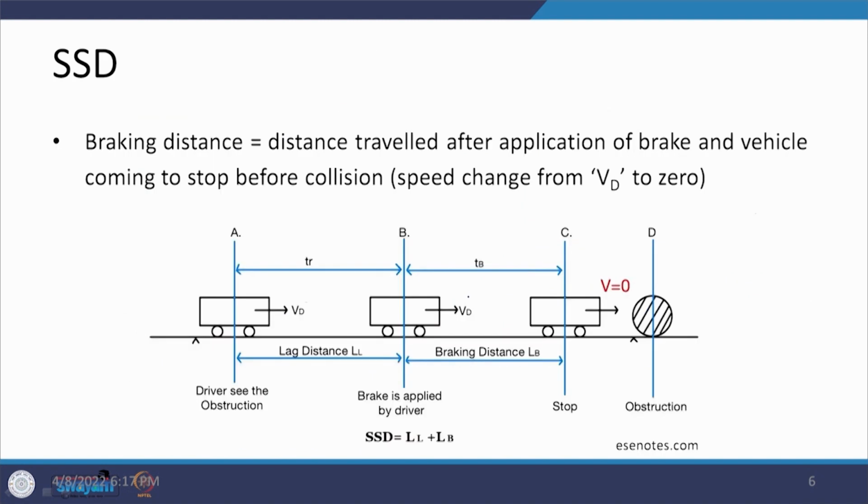When you talk about the braking distance, as I said, the vehicle is moving with a speed of v continuously for a distance which is the lag distance during the time t, which is the PRT. After that, under the extreme condition, this vehicle has to stop just before the obstruction, and therefore the final speed V becomes equal to 0. So, this braking distance is the distance travelled after the application of brakes and before the collision takes place. The change in speed is from Vd to 0, and this Vd, d is for the design.